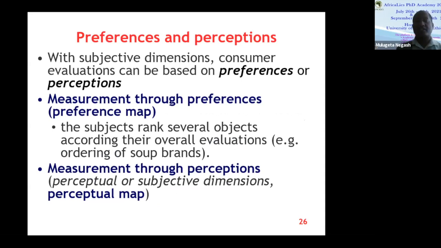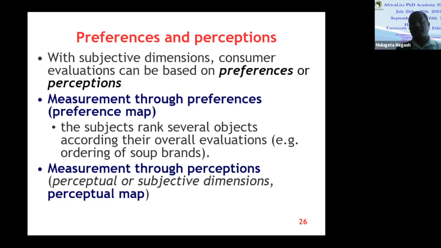And we have preference and perception. With subjective dimension, consumer evaluation can be based on preference or perception. This is very, very interesting, because in the subjective dimension, customers' evaluation can be on preference or perception. In the very initial point, we said that preference is a listing out of brands. If you have 10 brands, you might list one as most preferred and 10 as least preferred. That's called preference. Perception is how similar they are, how different they are.